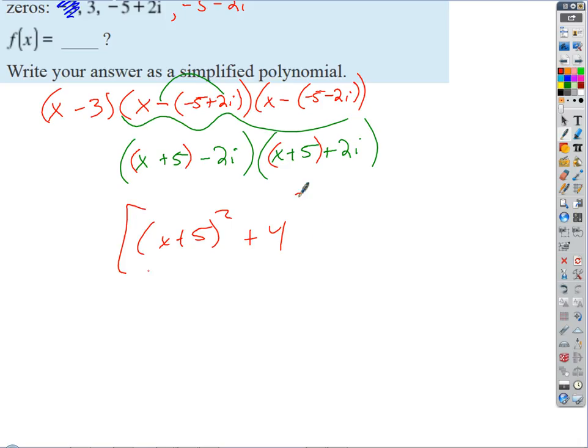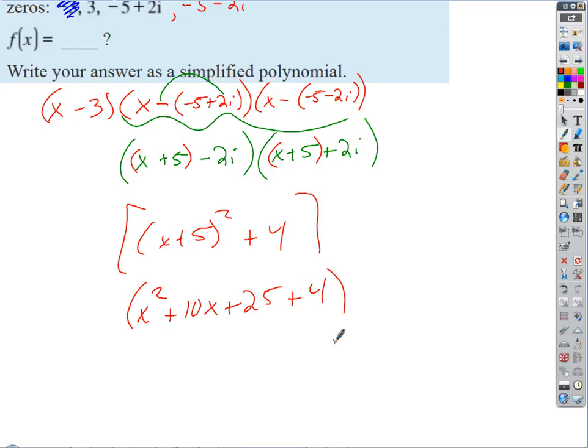Because that's really not a very hard thing to do. I can expand that out using my binomial expansion, Pascal's triangle, right? The coefficients are just 1, 2, 1, right? So what's that going to be? X squared plus 10x plus 3, plus 4, right? And that wasn't so bad.